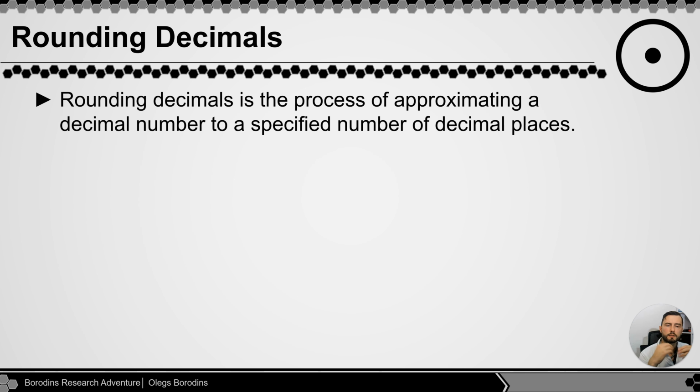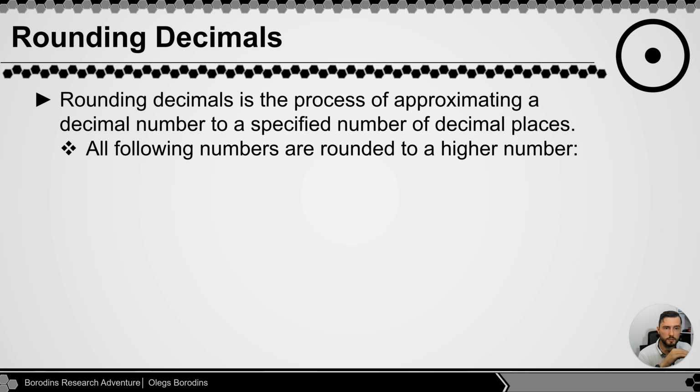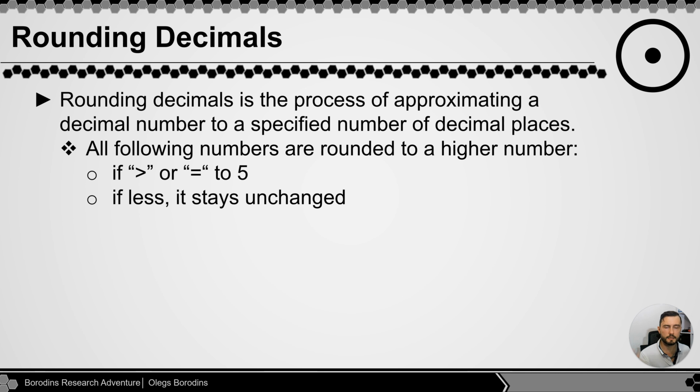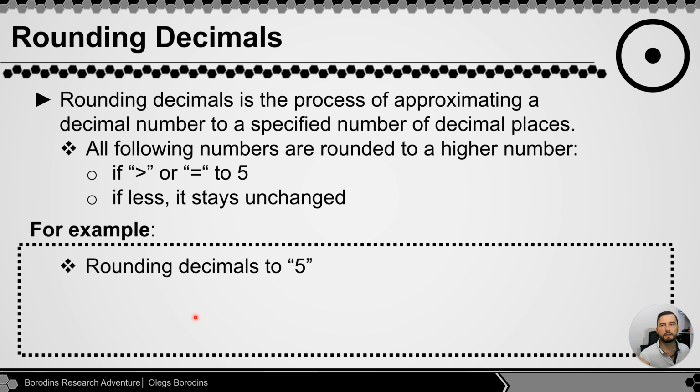Rounding a decimal is a process of approximating a decimal number to a specific number of decimal points. All following numbers are rounded to a higher number if they are bigger than or equal to 5. And if it's less, it stays unchanged. In this example, I'll show what I mean. For example, given that we need to round to the fifth decimal, in the first example, we see that 10 divided by 2 will be 5.0.